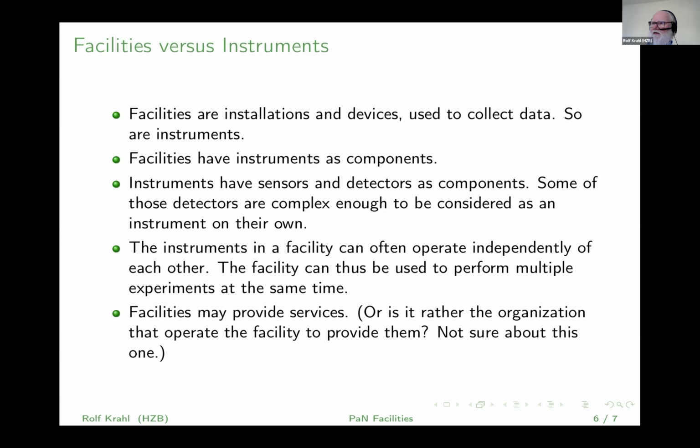And some of these detectors, it is interesting that Marek explained the same example, kind of, are instruments, or can be considered as instruments on their own. So we do have that hierarchy of an instrument being a component of an instrument also within the instrument realm itself. But that is not something that distinguishes facilities from instruments.